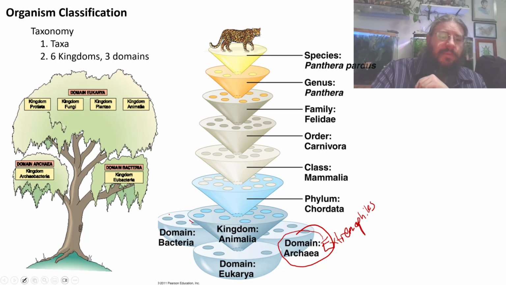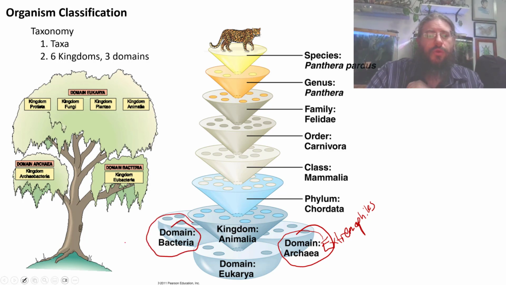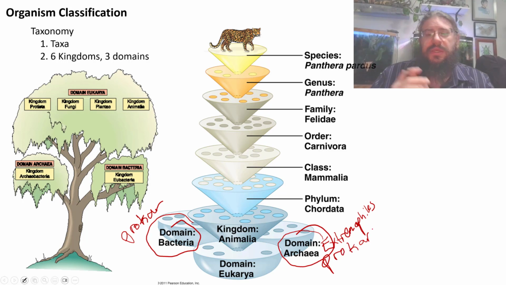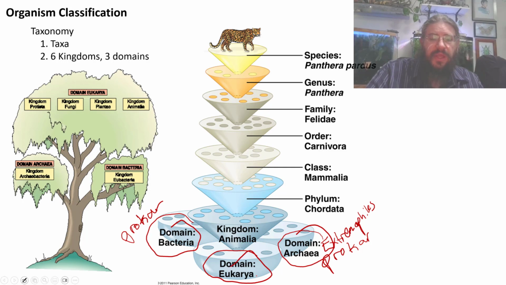Then we have domain Bacteria, likely what you think of when you think of prokaryotes, right? Both archaea and bacteria are prokaryotes, even though they're very different prokaryotes. And then there's domain Eukarya, which is, of course, the eukaryotes. So, those are the three fundamental domains.